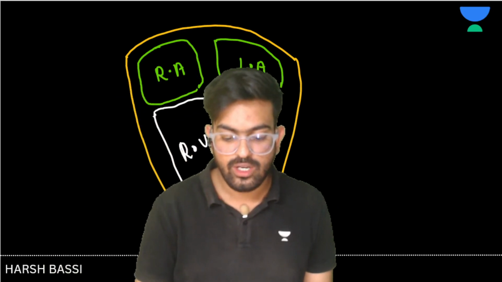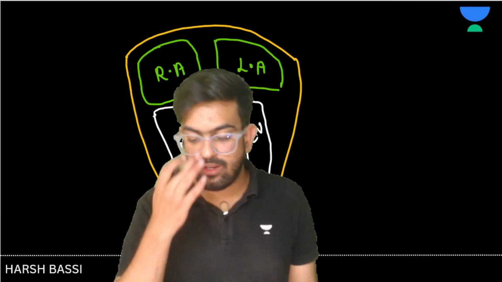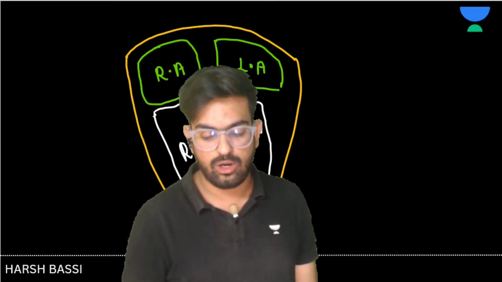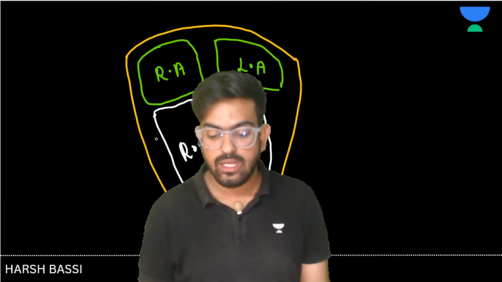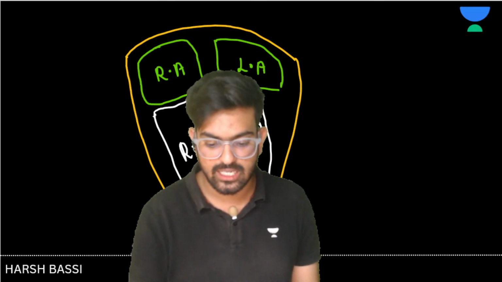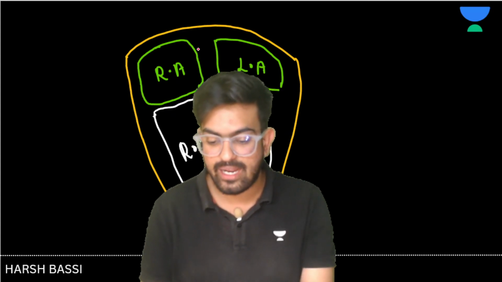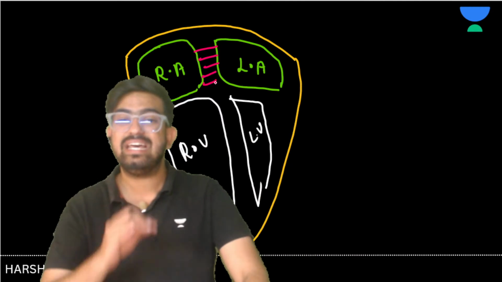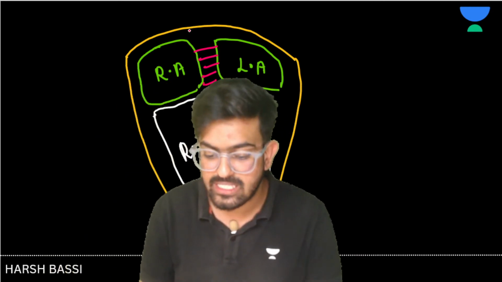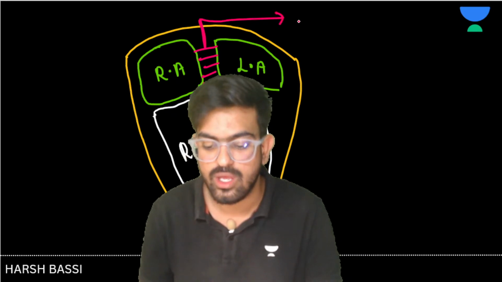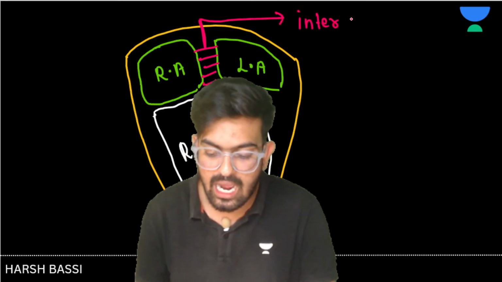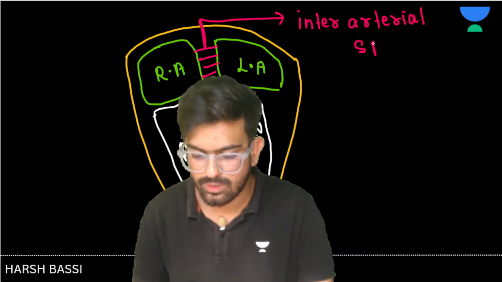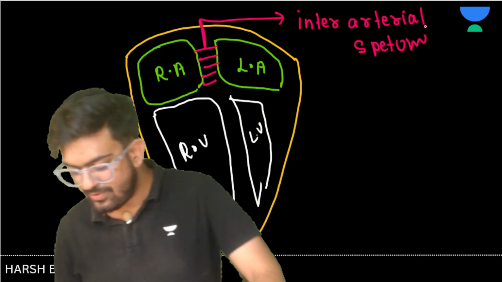Now can you see this? There is a gap between right auricle and left auricle. Yes or no? One second, I'll change the color. There is a gap between right auricle and left auricle. Yes or no? This is known as what? This is known as interarterial septum. Why, sir? Because it is separating two arteries. It is known as interarterial septum. Okay, yes.